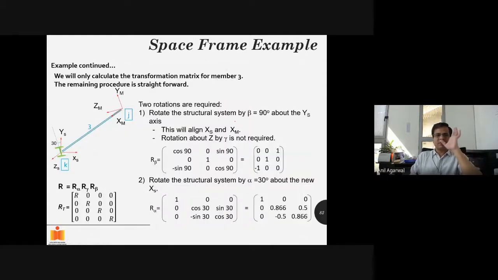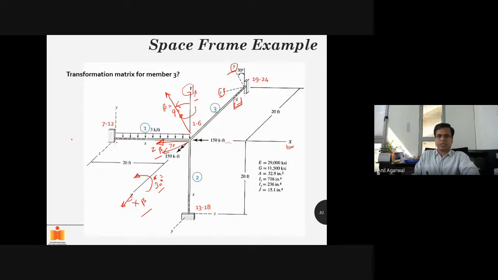Okay, so that's what I am summarizing here. I'm solving for the third member only. So this is the third member. You have got some local coordinate system. These are the global coordinates. These are the local coordinates. Okay, so first we rotate the structural system by beta. As I had mentioned before, beta was 90 degrees.